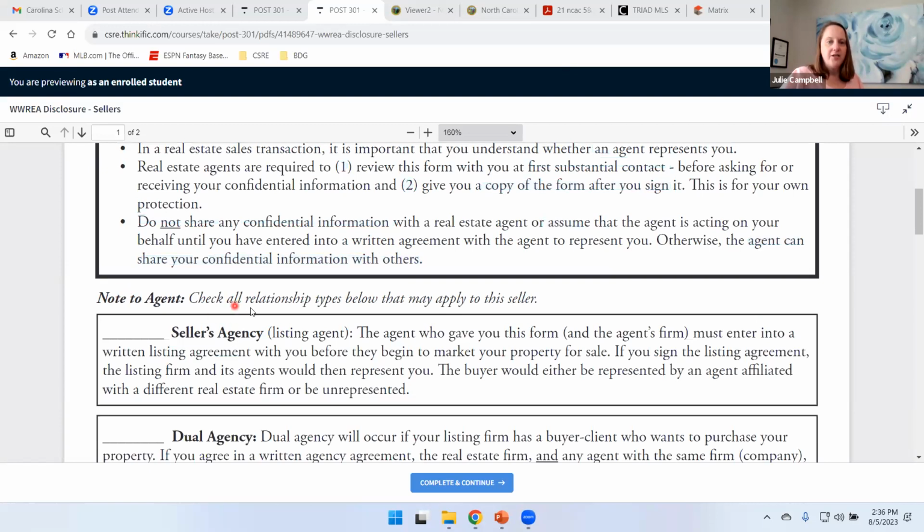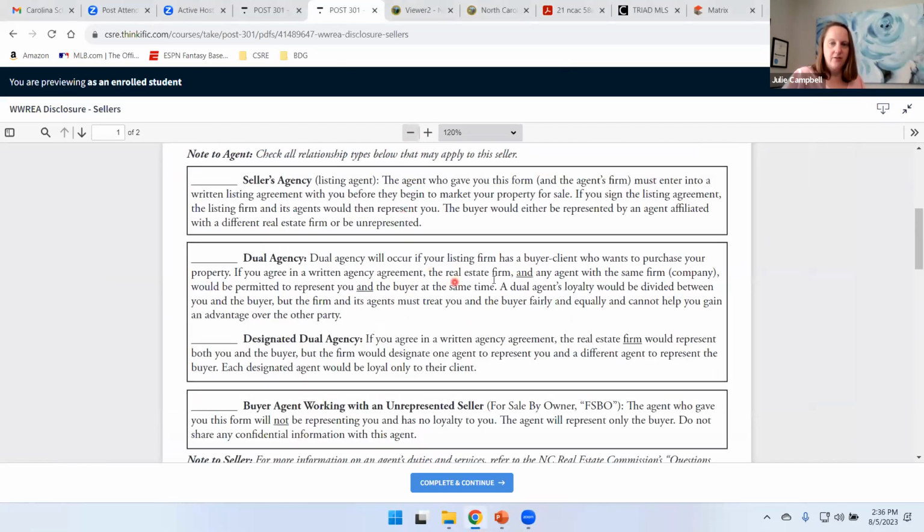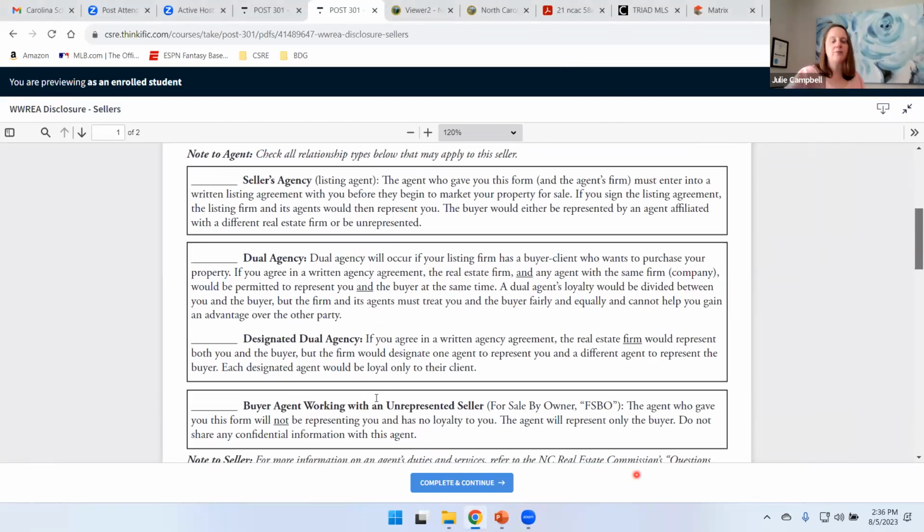Then we have a note to the agent: check all relationship types below that may apply to the seller. I got to make this a little small so we can see it all on one page, because I do think this is important. Then we have a list of the various types of agencies. Can you guys still see that? Okay. So we've got seller's agency, dual agency, designated dual agency, and a buyer agent working with an unrepresented seller, also known as a for sale by owner.